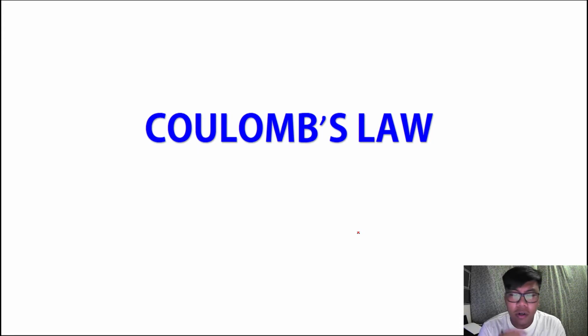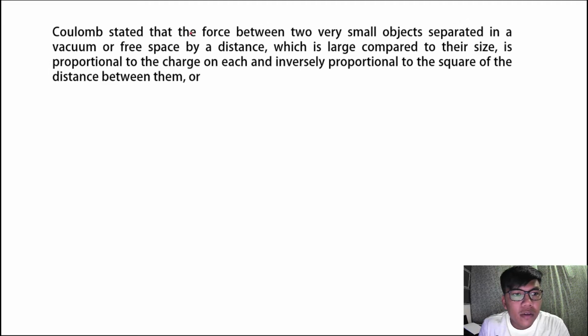Ngayon, ito na si George Coulomb, pumasok na, sabi niya, he stated that the force between two very small objects separated in a vacuum or free space by a distance which is large compared to their size is proportional to the charge on each and inversely proportional to the square of the distance between them. Yung na-discover ni George Coulomb ay hawig nung equation ni Isaac Newton, yung universal law of gravitation.